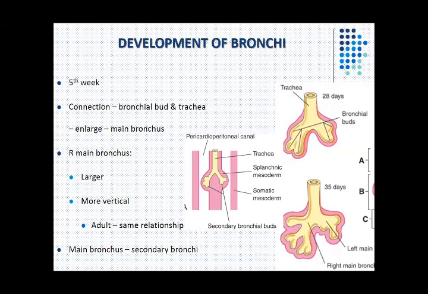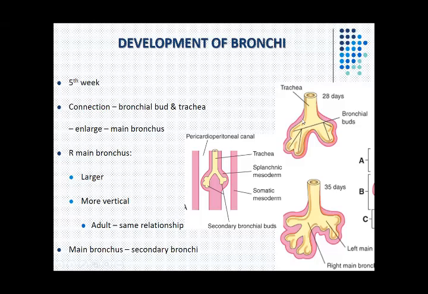The right main bronchus, you all know, is the larger of the two, and it is more vertical, जबकि ये जो left side का है, this is more transverse. अब adults में भी ये relationship is maintained. The right primary bronchus in the adult is more vertical. As a result, कोई foreign body, if God forbid it enters the trachea, is more likely to go into the right side compared to the left side because the left bronchus is more transverse.